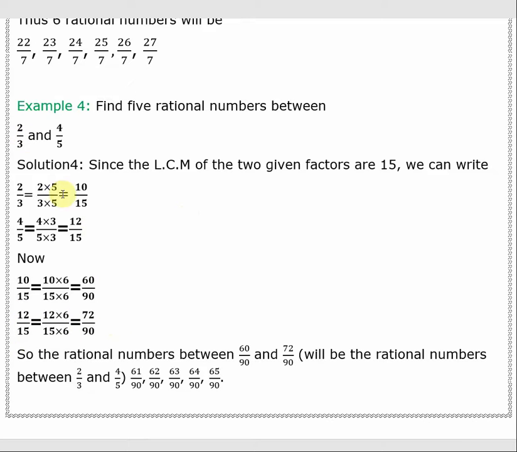So this 2 by 3 has now become 60 by 90, and 4 by 5 has now become 72 by 90. Now we already know what we have to do here. We have to write the numbers in between 60 by 90 and 72 by 90, which will be like this: 61 by 90, 62 by 90, 63 by 90, 64 by 90, 65 by 90. We can go up to 71 by 90 here. So I hope you have understood this sum.